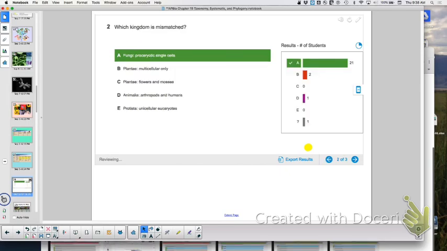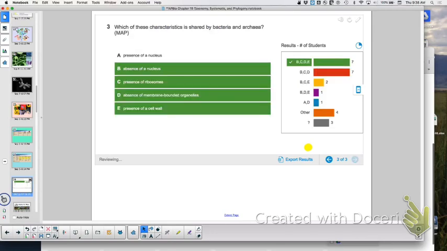Okay, number 2. Which kingdom is mismatched? Fungi, prokaryotic, and single-celled. That's exactly right, because fungi are not prokaryotic. What are they? Eukaryotic. And Plantae are not multicellular only. There are some unicellular examples. And D, Animalia, arthropods and humans. Yes, they do contain arthropods and humans.